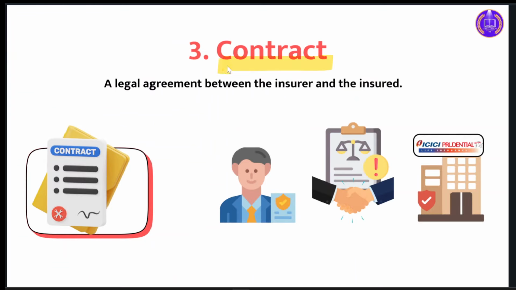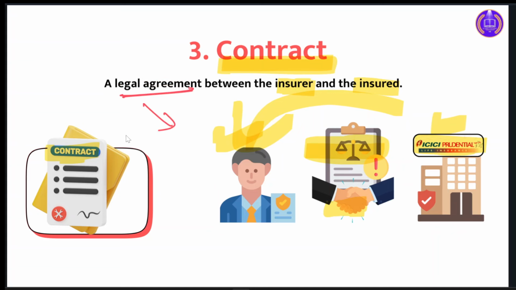Now we have the contract. So what is a contract in insurance? A contract is a legal agreement between the insurer, that is the company, and the insured. What you can think of from a legal agreement is that both parties are legally bound.